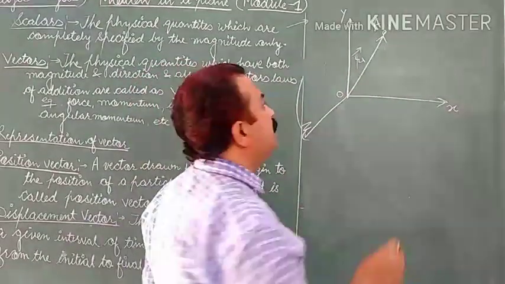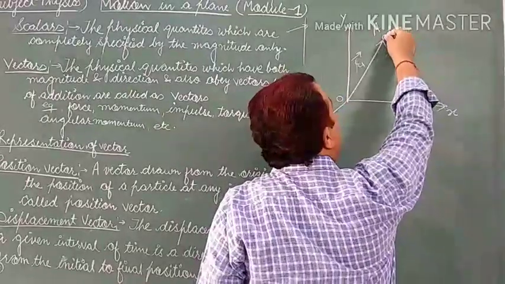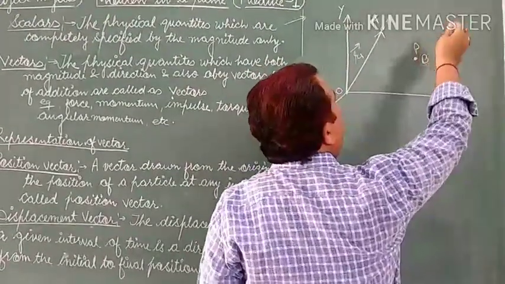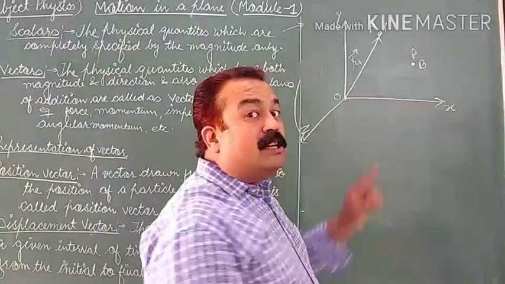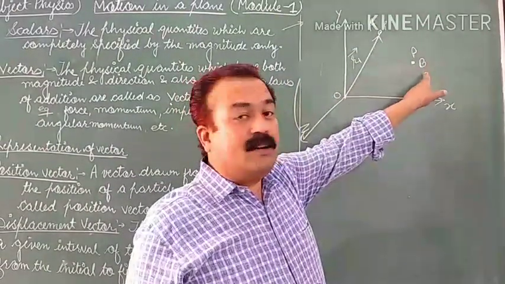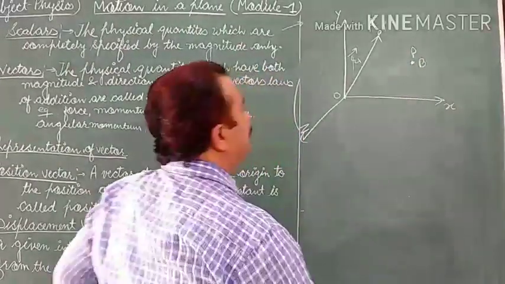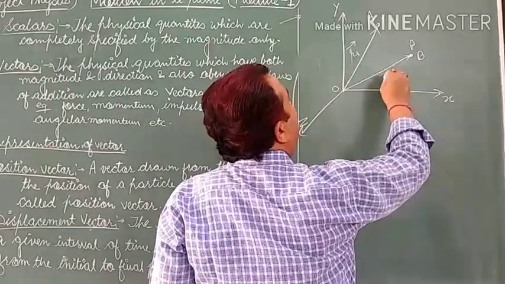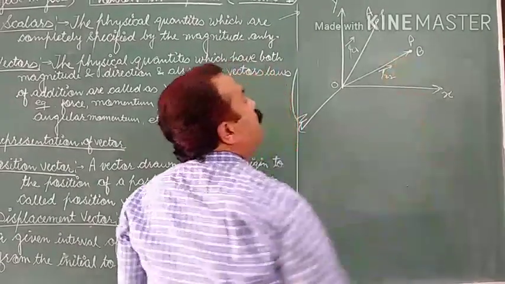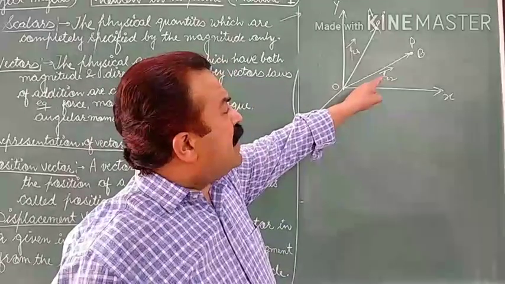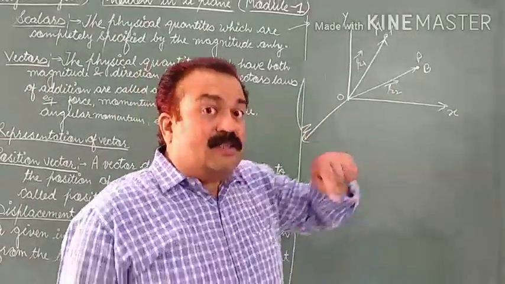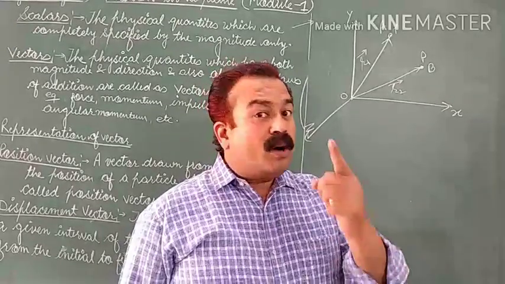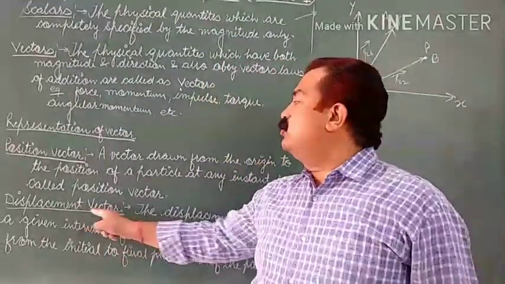But if our particle P is in motion and it comes up to B, the new position of our particle P is position B. So now what is the new position vector of our particle P when it reaches point B? Simply, we have to make a straight line from the origin, and that arrow with direction and magnitude gives you the position vector. So here R2 is representing the new position of the particle P at point B. But one more term you can see: displacement vector.